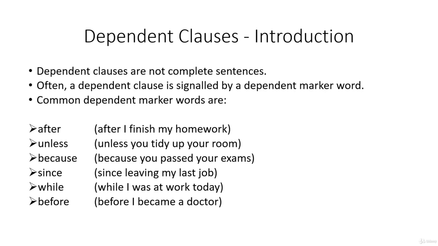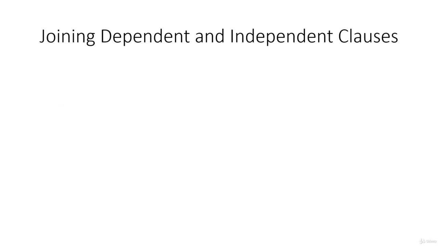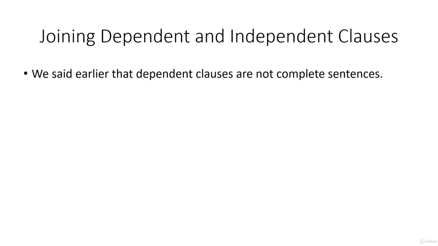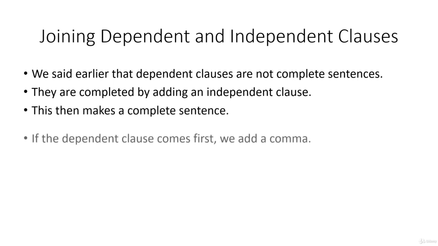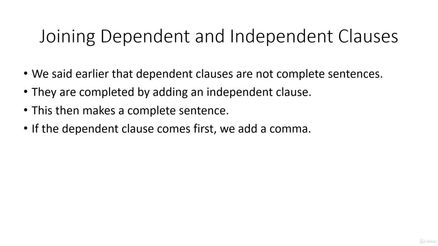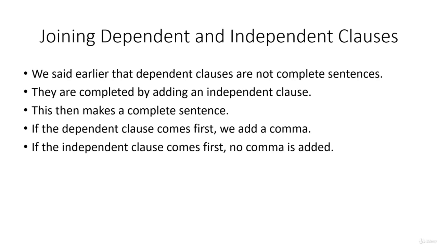And also you can see that the examples don't form a complete sentence. They're missing something. So as we said, dependent clauses are not complete sentences, and they are completed by adding an independent clause. This then makes a complete sentence. So if the dependent clause comes first, we add a comma. If the independent clause comes first, then no comma is needed.